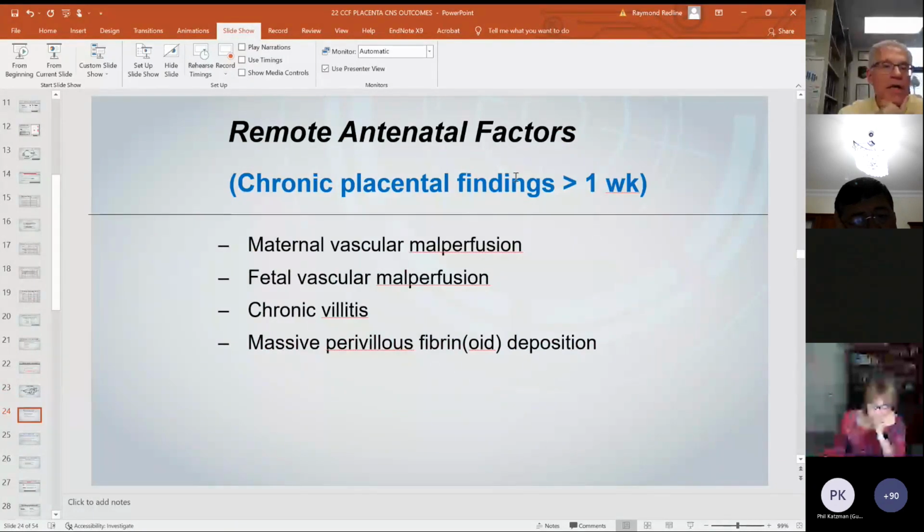So the remote antenatal factors we're talking about are placental lesions that are present for more than 1 week prior to delivery: the chronic underperfusion of the intervillous space, maternal vascular malperfusion, chronic underperfusion of the villous tree, fetal vascular malperfusion, the transplant rejection type response, chronic villitis, and then another lesion, massive perivillous fibrinoid deposition, which is rare but extremely serious, where essentially the entire intervillous space clots off.